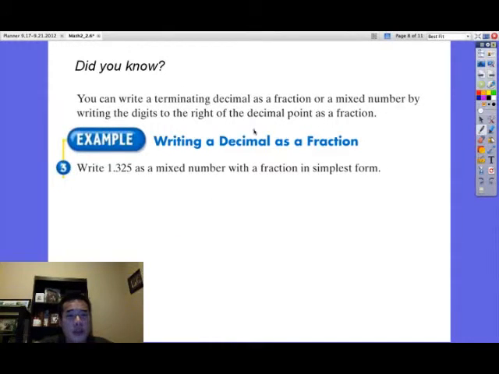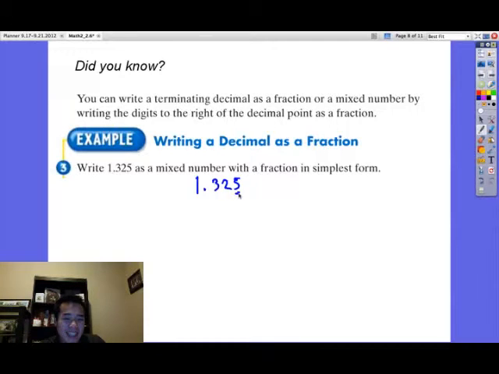Did you know? You can write a terminating decimal as a fraction or a mixed number by writing the digits to the right of the decimal point as a fraction. So for example, if I have the number 1 and 325 thousandths, to write this as a fraction, you leave the 1 alone, and then you look at the decimal. So the decimal is 0.325.